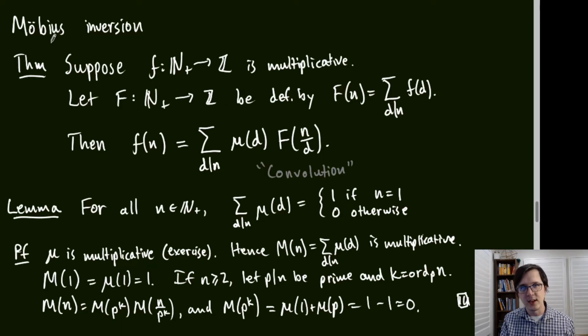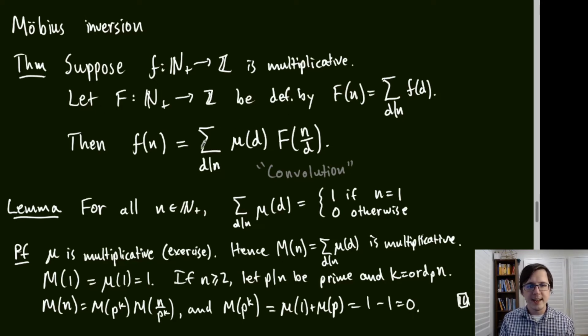I thought it would be nice to look at Möbius inversion and see what the role of this mu function is before we go on to totient functions, the Euler phi function. So let's suppose that we have a multiplicative function, little f, and let's say that big F is defined from little f by summing up over all the divisors of n of little f of the divisor.